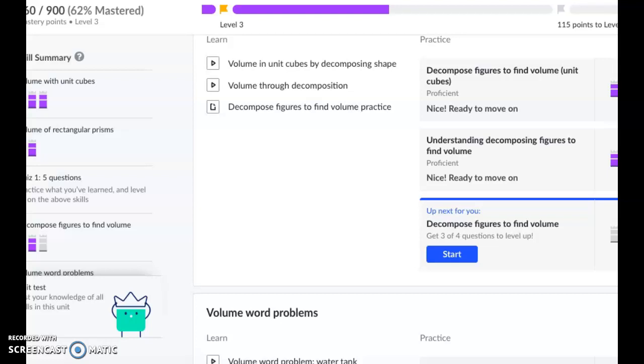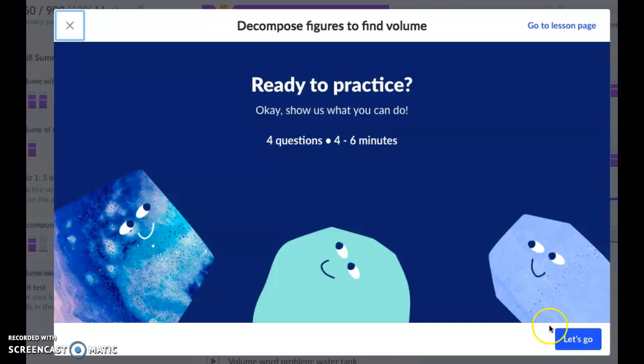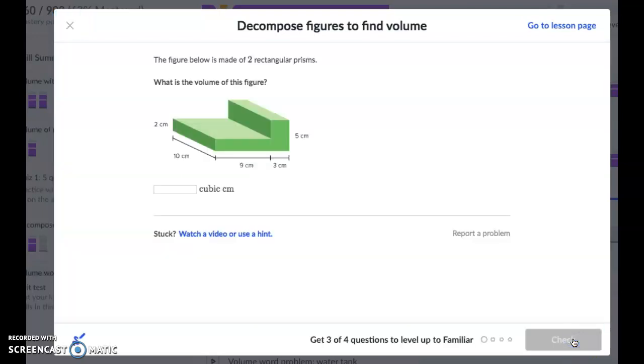Khan Academy volume, and we are working on the subtopic Decompose figures to find value. The figure below is made of two rectangular prisms. What's the volume of this figure?